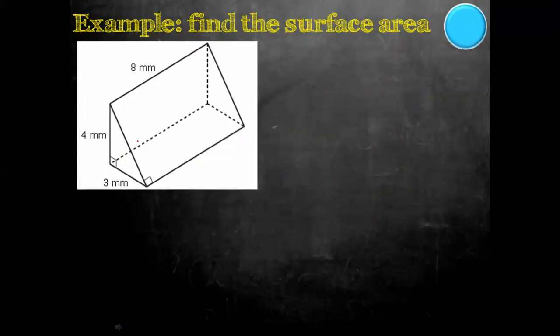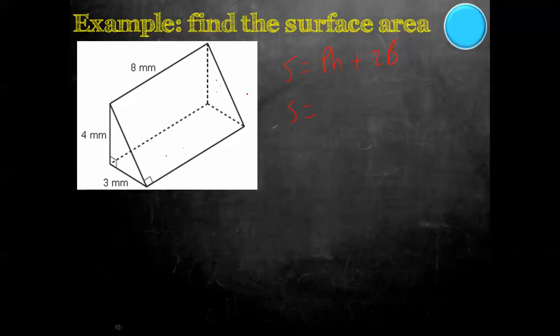For this one, this is a triangular prism because our two bases are triangles. Now remember, base doesn't mean the shape that it's sitting on, because here it's sitting on the rectangle. The bases are the two shapes that are parallel. So here this triangle and this triangle are two shapes that are parallel. So these are our bases. So we have perimeter of the base times height plus 2 times area of the base.